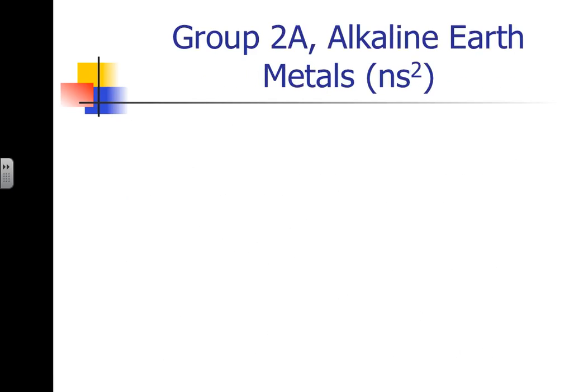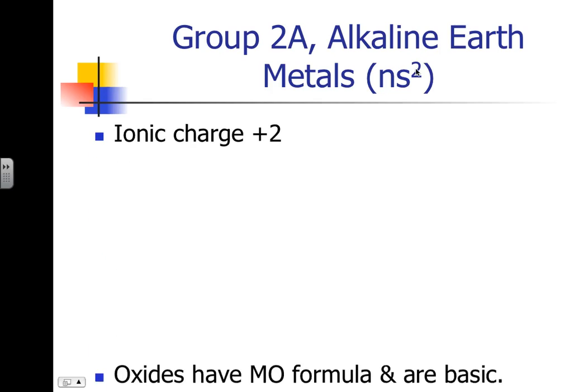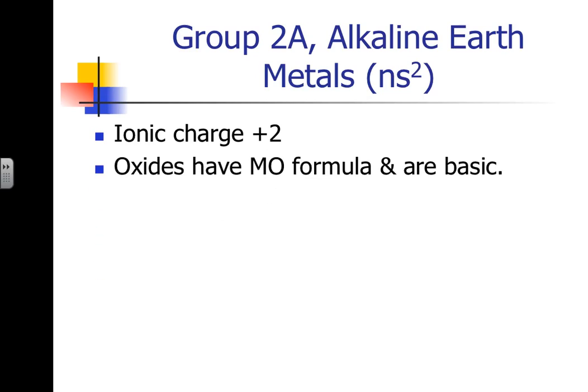Your group 2, they're called your alkaline earth metals. Electron configuration is S2, so whatever energy level, S2, so 2 valence electrons, which means they have an ionic charge of +2. They are also metals, so they form basic oxides, and their oxide will have a formula of MO because the oxide would be -2. The ionic charge of the alkali earth metals is +2, so they cancel out.